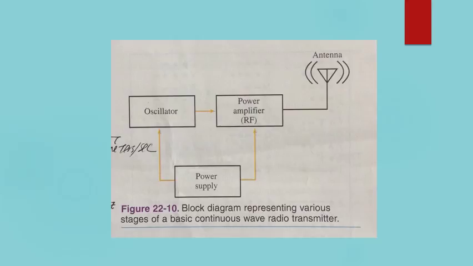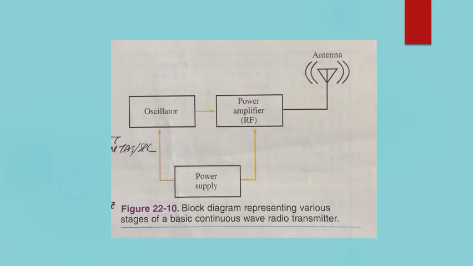Continuous wave transmitter. A block diagram of a simple continuous wave, CW, transmitter is shown in figure 22-10. The first block is the conventional crystal oscillator and then the final power amplifier. A power supply is provided for the oscillator and the final power amplifier.